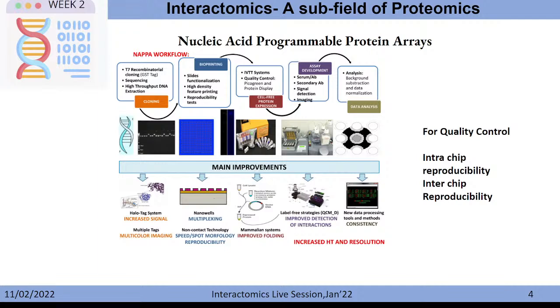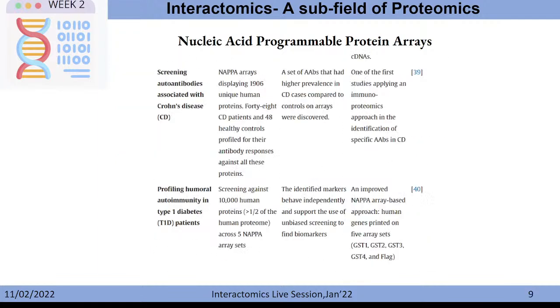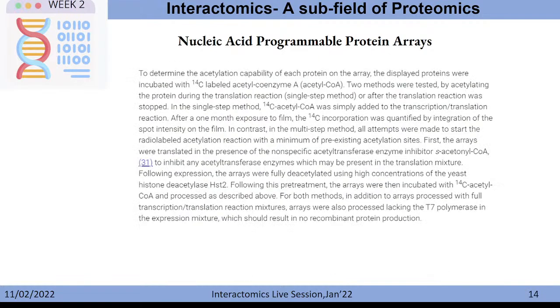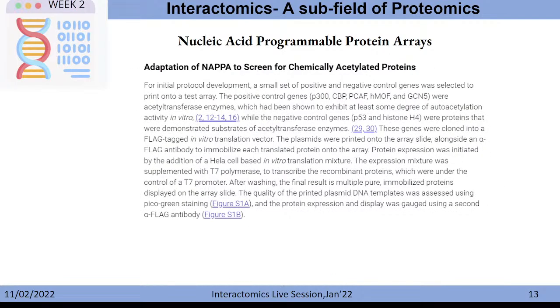So this is your thing. So after this, you will see that the quality of the plate was assessed using picogreen staining, and the protein expression was assessed using a secondary anti-FLAG antibody. Using both picogreen staining and the secondary FLAG antibody, you could understand that the proteins have been expressed and they are in place.